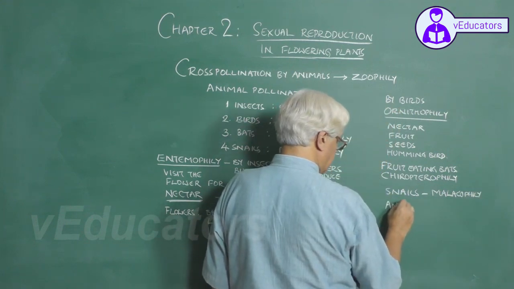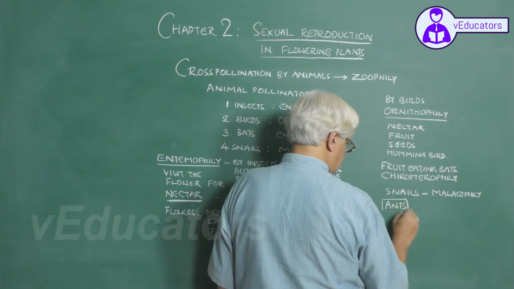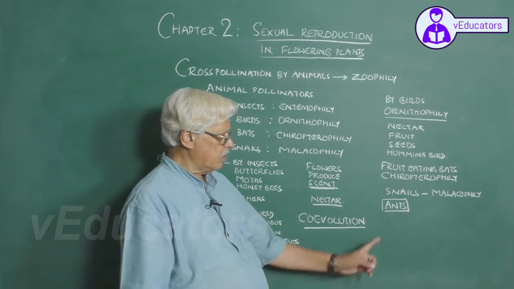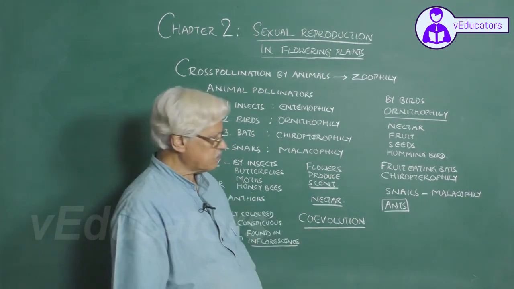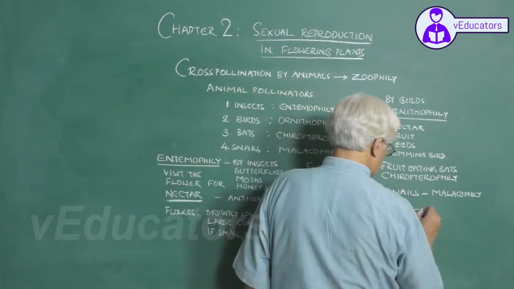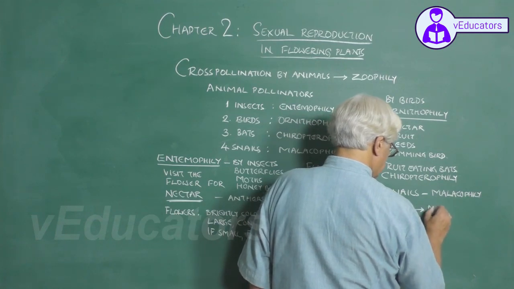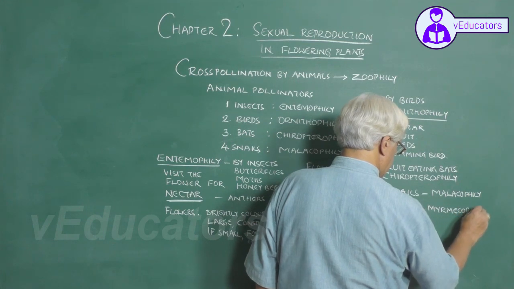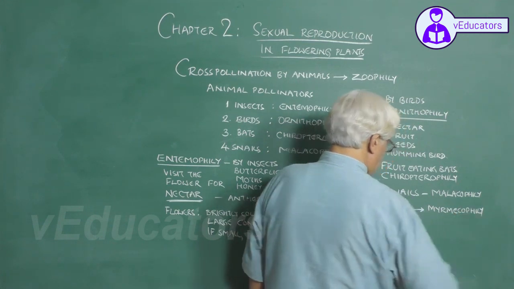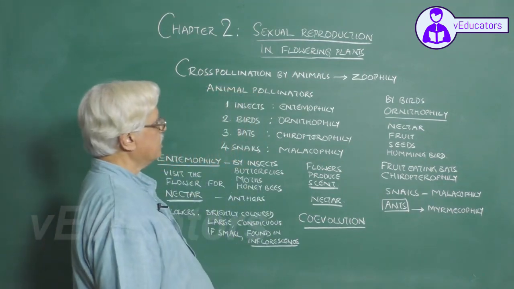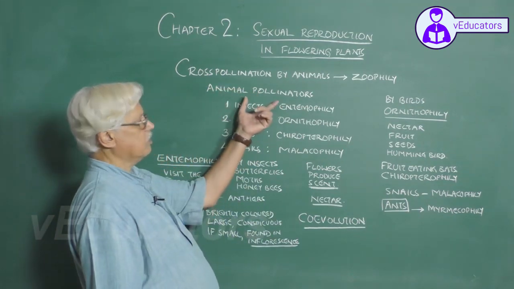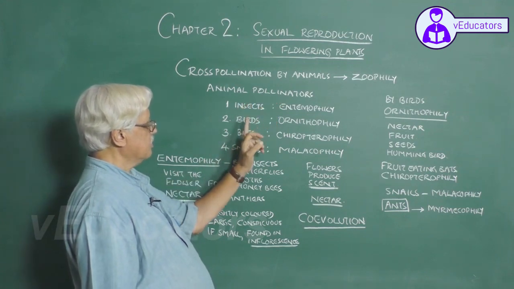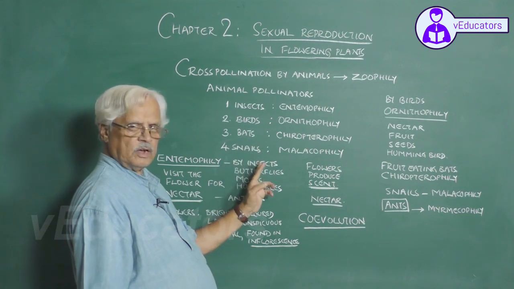Among insects, there are examples where ants are also involved in cross pollination. Cross pollination brought about by ants is called myrmecophily. So cross pollination may be brought about with the help of animals, animal pollinators like insects, birds, bats and snails.